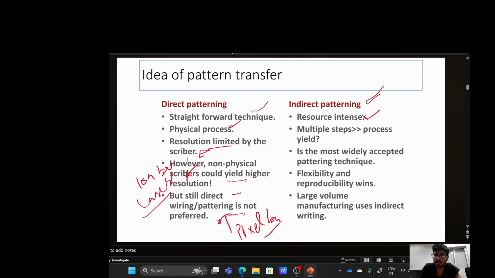So this is the widely accepted patterning technique, because the throughput is high. And it is reproducible, because the mask that you have can be reused so many times. And this is a very well optimized technique. So reproducibility wins here, and that is why it is used everywhere. For industrial purposes, this is the only one which is used.